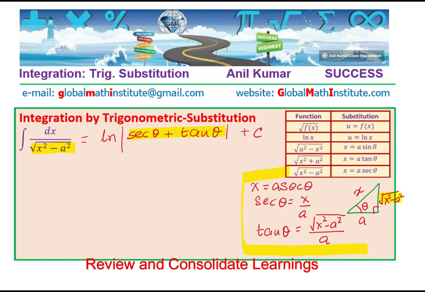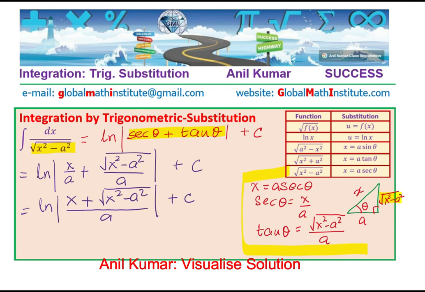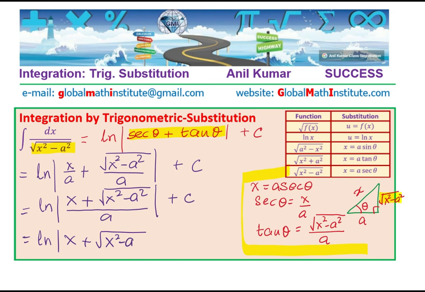So let's rewrite our solution as ln secant theta is x over a plus tan theta, which is square root of x square minus a square over a, plus c. Now a is common denominator, right? I could also write this as x plus square root of x square minus a square divided by a. And now we'll use the laws of logarithms to write the final answer, which is ln of x plus square root of x square minus a square minus ln a, right, plus c. Is that clear to you? So that is how we are actually going to write down the solution. Perfect. It makes sense, right?